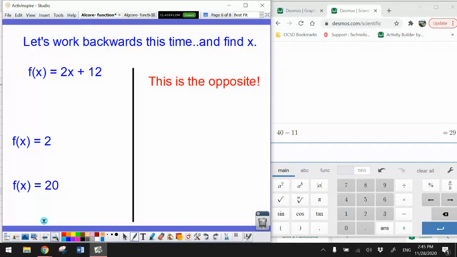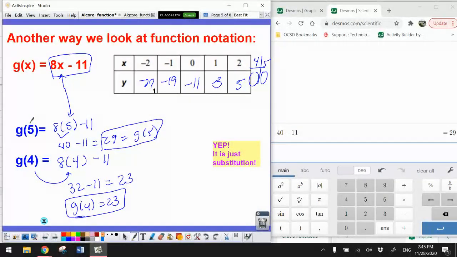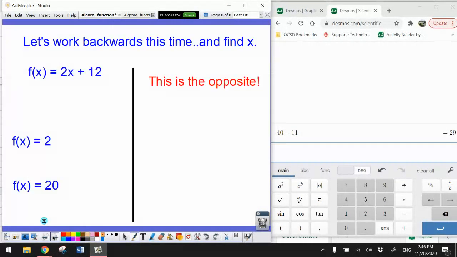Okay, so let's see if we can work backwards this time. So notice this time, instead of having the number inside the parentheses, which is the x value, I'm actually telling you that f of x equals 2. Which means we're substituting in to a different location. So f of x is actually here, so the 2 has to go here. So I have 2 equals 2x plus 12. Well, that means I'm solving for x.